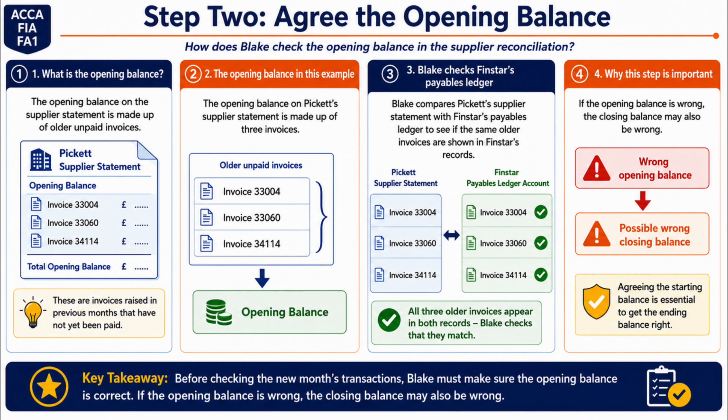Blake must check whether these old invoices are also shown in Finstar's payables ledger. This step is important because if the opening balance is wrong, the closing balance may also be wrong.